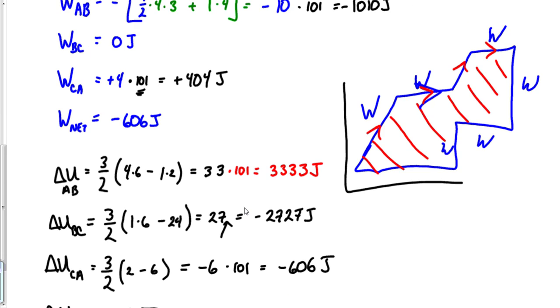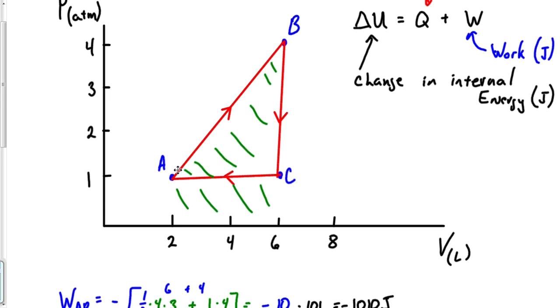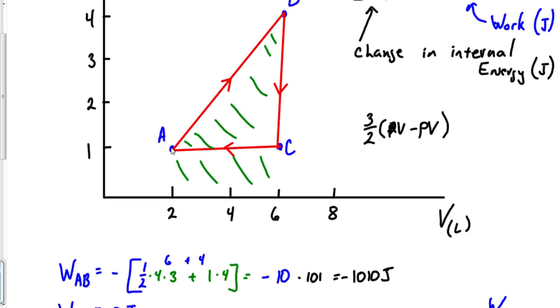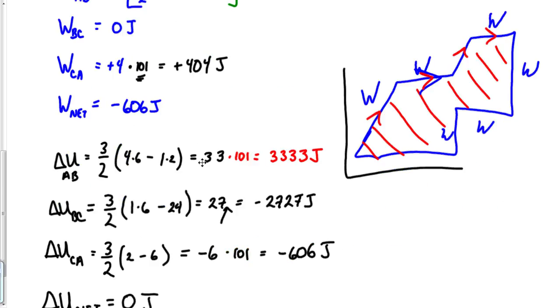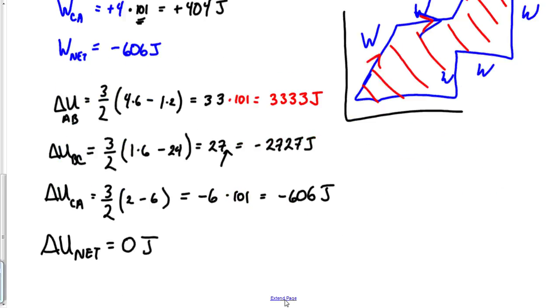Well, think about it. What if you did the whole 3 over 2 PV, that's an R, PV minus PV for the entire cycle? Well, if you've done a cycle, your initial PV and your final PV are the same PVs. Therefore, there is no change in internal energy. You're right back to the conditions in which you started. And that's all we've proved here.